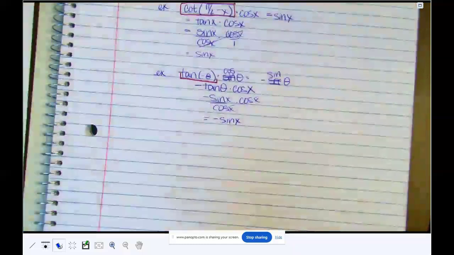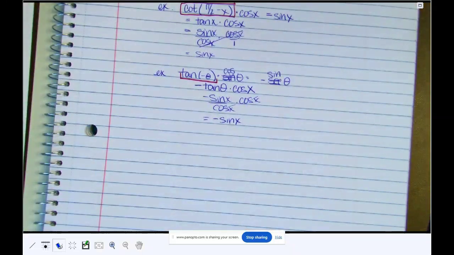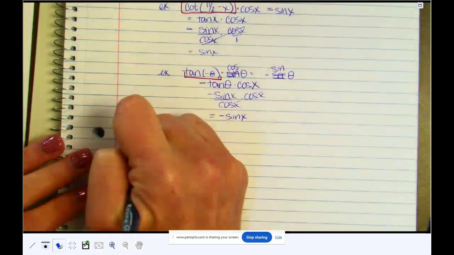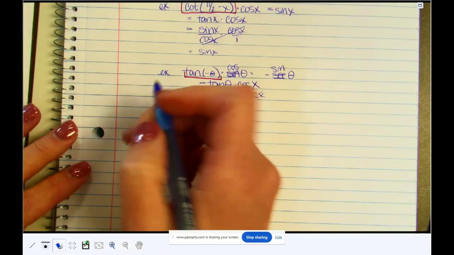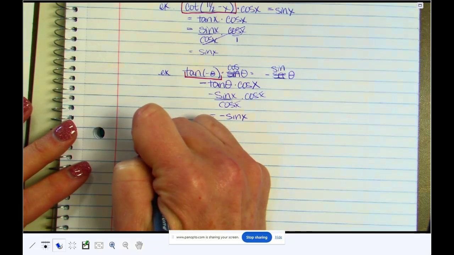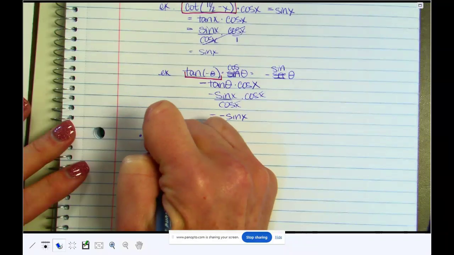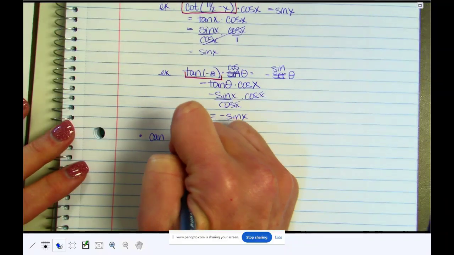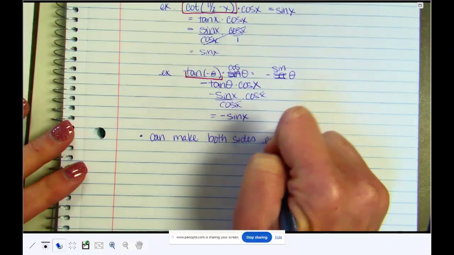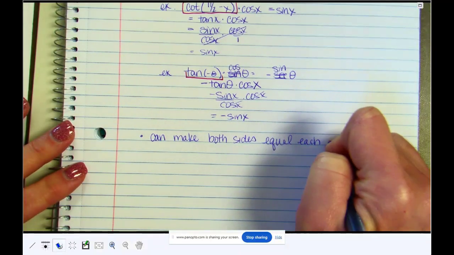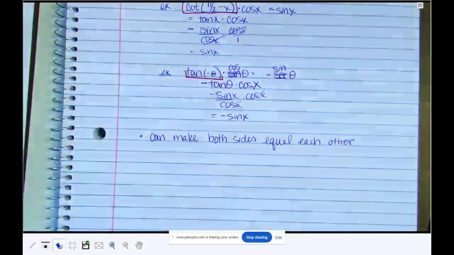Okay, now, last one. The last of the new strategies is, when we were doing this before, I told you that you cannot cross the equal sign and you should pick only one side. Okay? Sometimes, and I want you to listen to me very carefully, you can make both sides equal each other. Let me see if I can come up with a good example. Just a second.